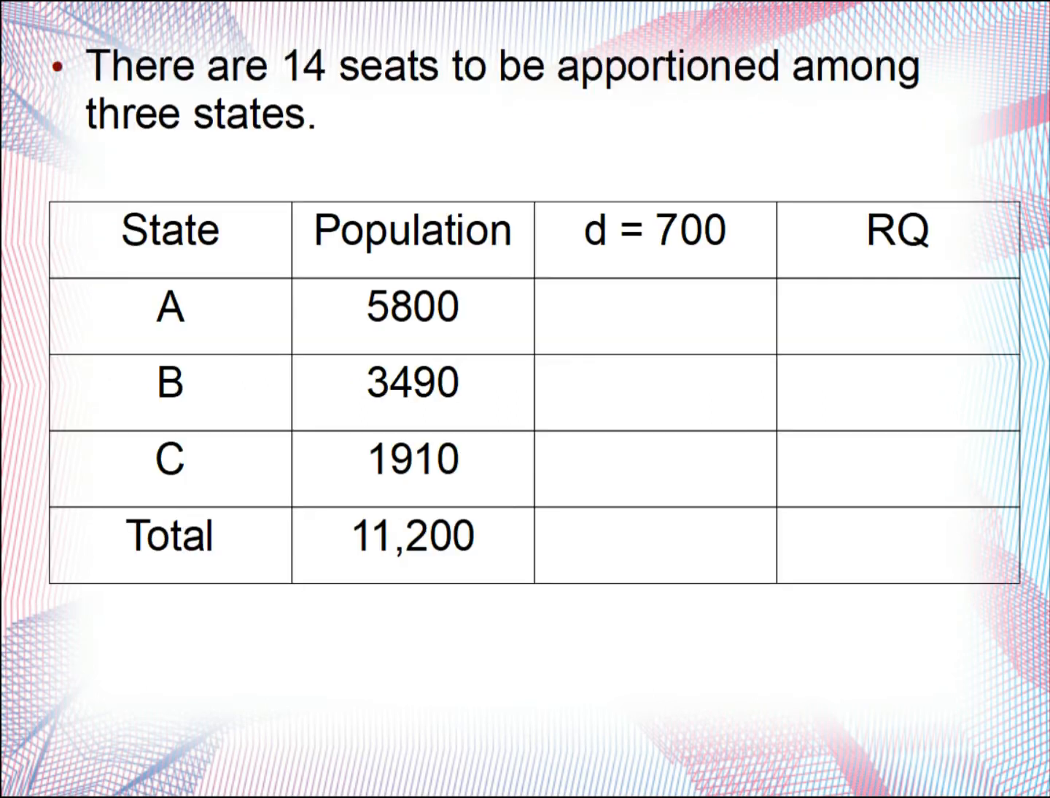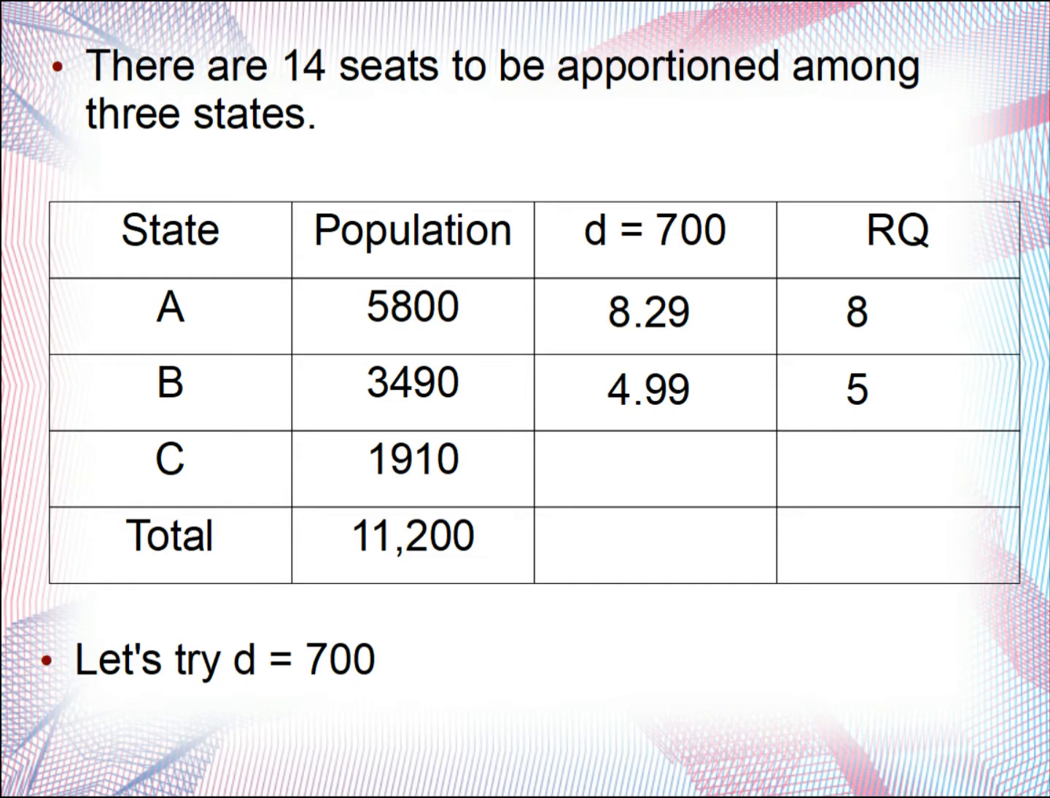So let's try 700. So this time we'll take the population divided by 700 and then round it to the nearest whole number. So here we go. For state A, we get 8.29, which rounds to 8. For state B, we get 4.99, which rounds up to 5. And for state C, we get 2.73, which rounds to 3. And if we add these numbers up, as always, we don't really care what the total is for the modified standard quota. We just care about the rounded quota. So 8 plus 5 plus 3 is 16, which is not 14.